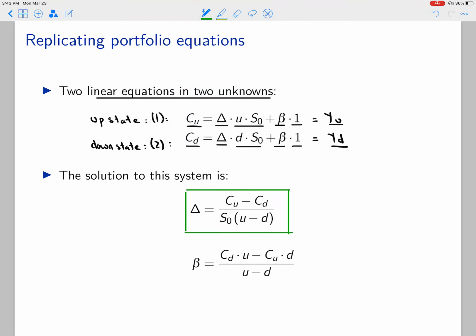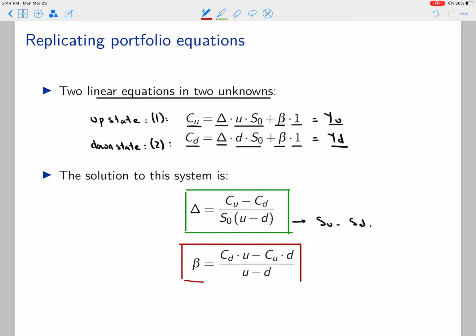The number of shares you're going to own is equal to the call price in the up state, C sub u, minus the call payoff in the down state, C sub d, over S sub u minus S sub d. This bottom part here is just S sub u minus S sub d. This is the number of shares we need to own to replicate the call payoff with our portfolio.